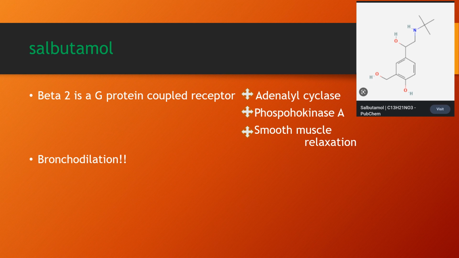Salbutamol. Salbutamol is the major beta 2 specific G protein coupled receptor agonist. It comes in the brand name Asthalin. It is very commonly used. So this G protein coupled receptor is a serpentine 7 pass receptor, which is bound to G alpha and which stimulates adenyl cyclase, which stimulates protein kinase A, which causes smooth muscle relaxation by blocking the calcium entry into the cell. It causes bronchodilation.